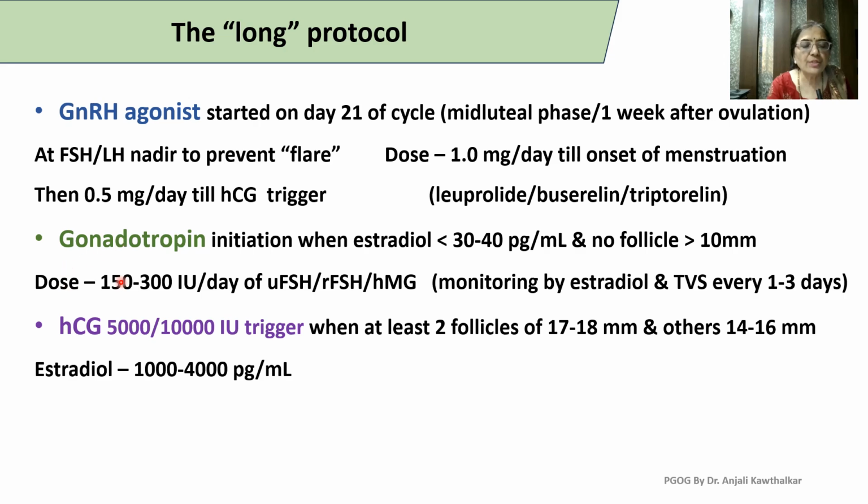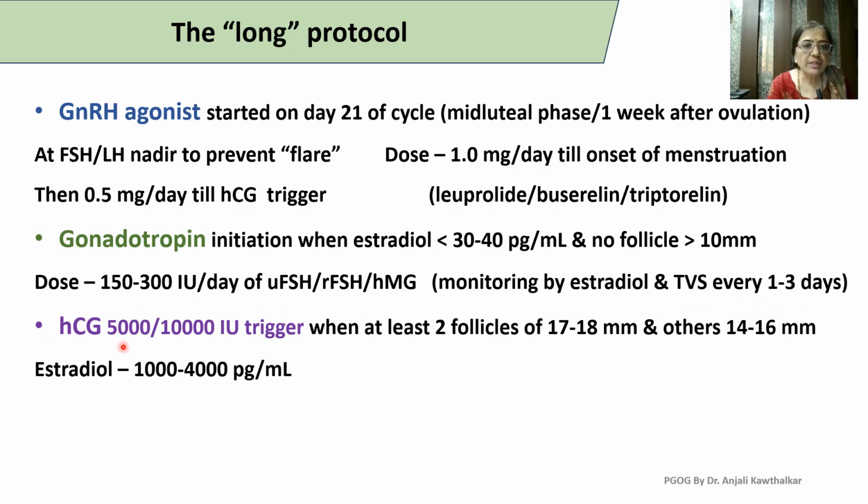Dose of gonadotropin which is used is usually 150 to 300 international units per day of either urinary FSH, recombinant FSH, or HMG, human menopausal gonadotropin. Monitoring is done by estradiol and TVS, transvaginal sonography, every 1 to 3 days.